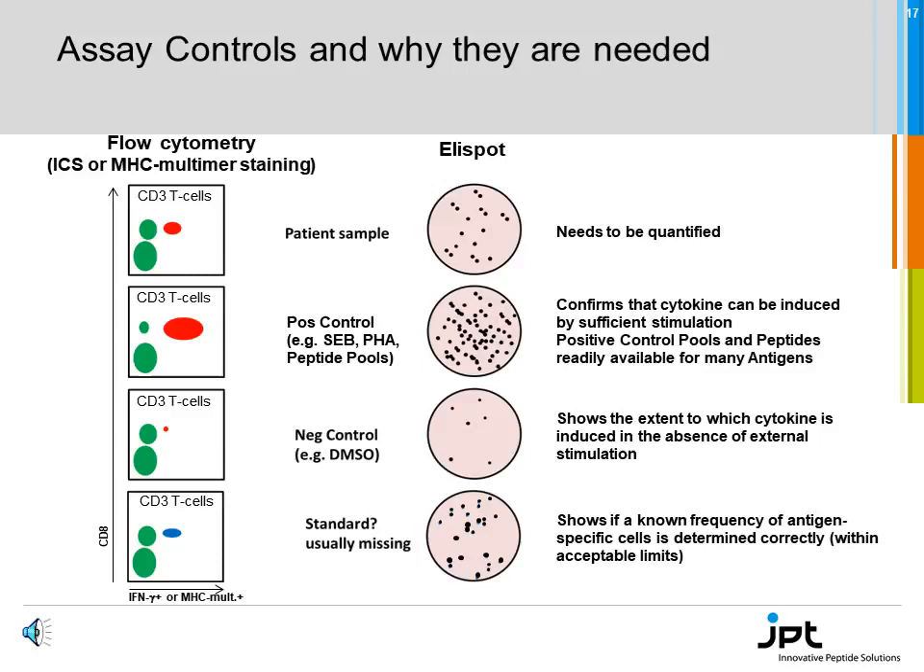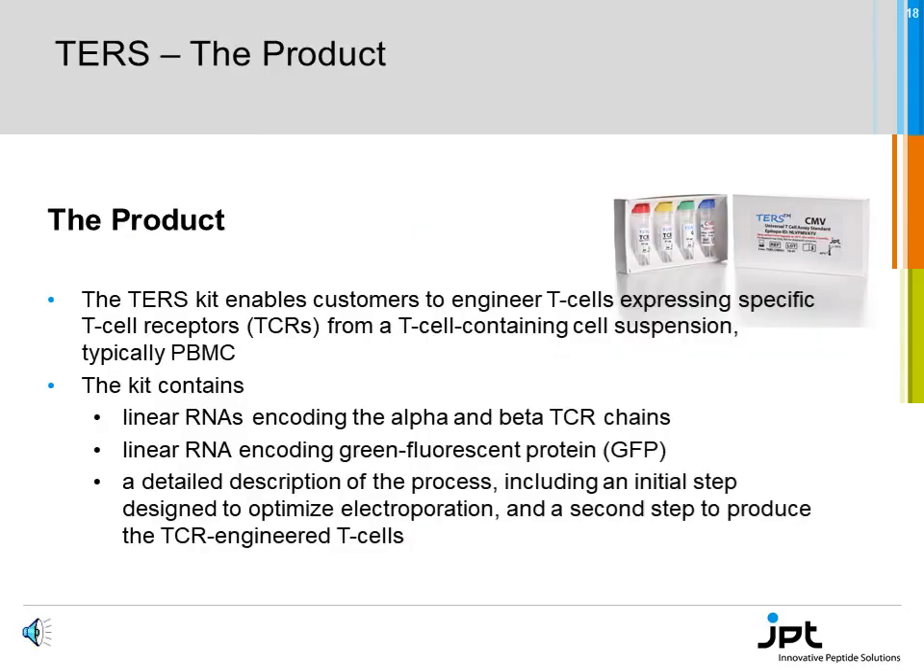The problems associated with this are solved by the TERS, or TCR Engineered Reference Samples, technology, which provides a solution to the assay standard problem by creating individual and bespoke external assay standards. These are cell suspensions with a defined number of T cells bearing the desired TCR. This is accomplished by transfecting TCR encoding RNA into fresh PBMCs using a quick and simple electroporation protocol.